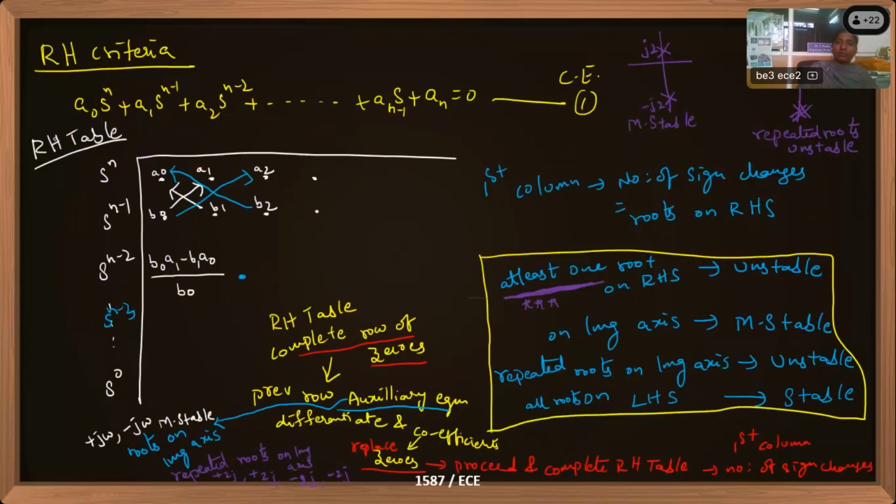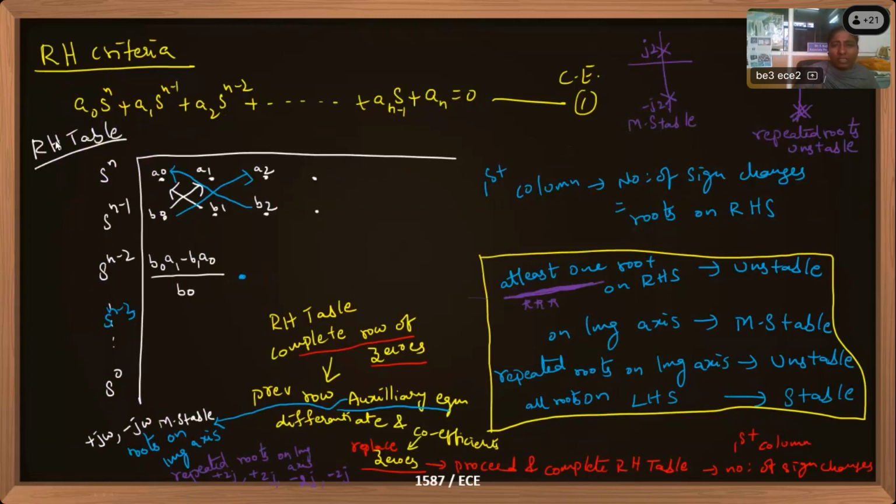Then how do you decide the number of roots on the LHS? Total roots minus the roots on the imaginary axis minus the roots on the RHS; when you subtract, the roots on the LHS come. Roots on the LHS are the last priority, but if there is at least one root on the RHS, immediately conclude unstable. If repeated roots are on the imaginary axis, conclude unstable. If there are no RHS roots and no repeated roots on the imaginary axis, but there is one set of roots on the imaginary axis, then only conclude marginally stable. If none of these cases apply and all the roots are on the LHS, only then can we say the system is stable. This is the overall revision of the RH table.